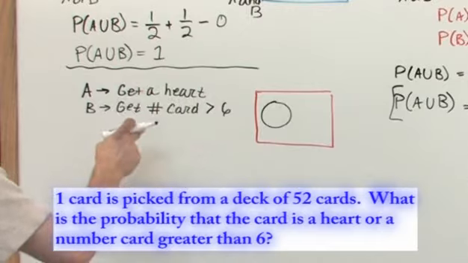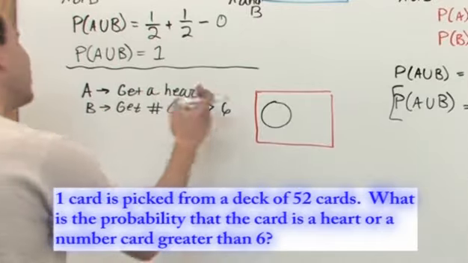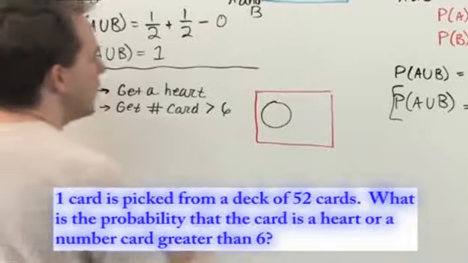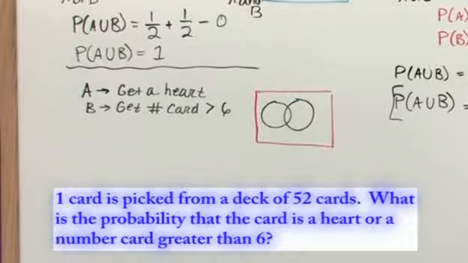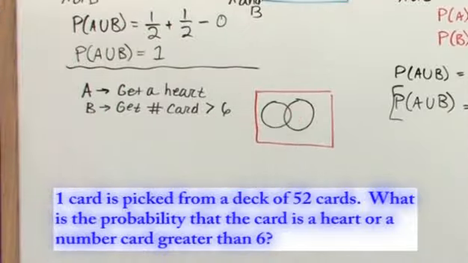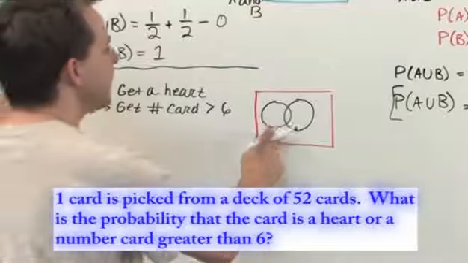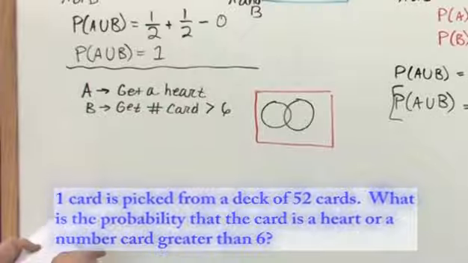Is it possible for A and B to happen at the same time? Can I have a heart and also a number card greater than 6? Of course you can. You can pull a 7 of hearts, or an 8 of hearts, or a 9 of hearts, or a 10 of hearts, and that would be a valid intersection of these two events, with A and B happening at the same time. So this Venn diagram is actually going to have some overlap, unlike the last one. So it'll be a little bit more interesting.